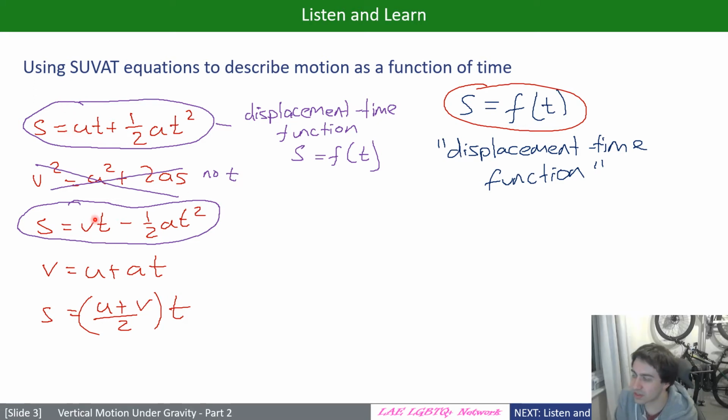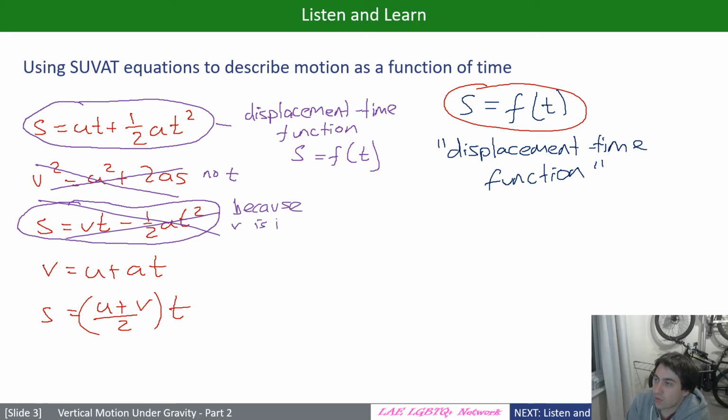So it's a very subtle thing, but I would avoid using this, because v is itself a function of t. If you don't fully understand that explanation, I would say don't worry too much, but please just take away from this that this is the function you want to be using.